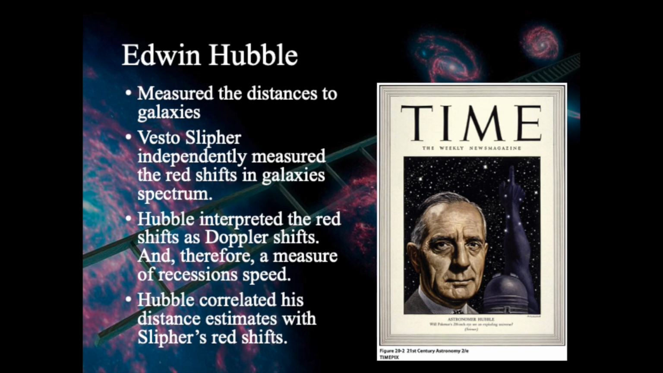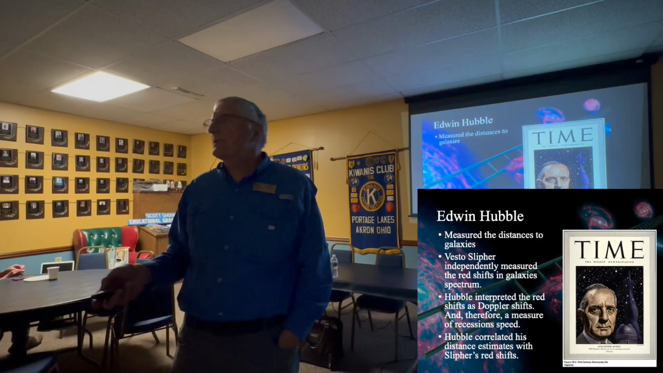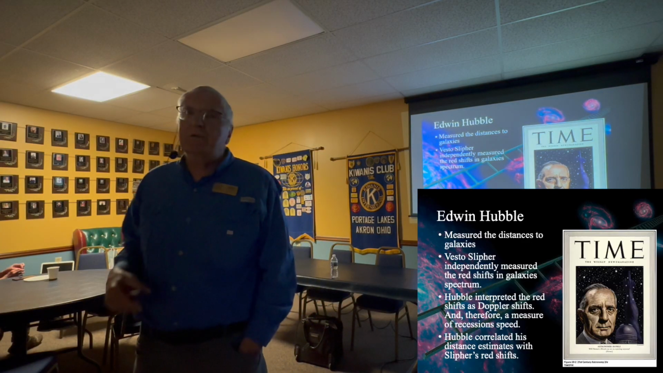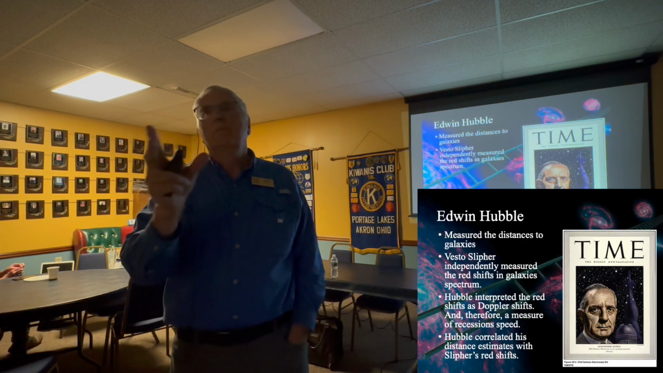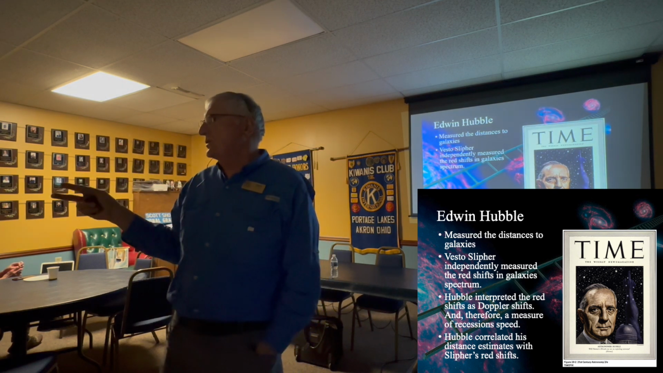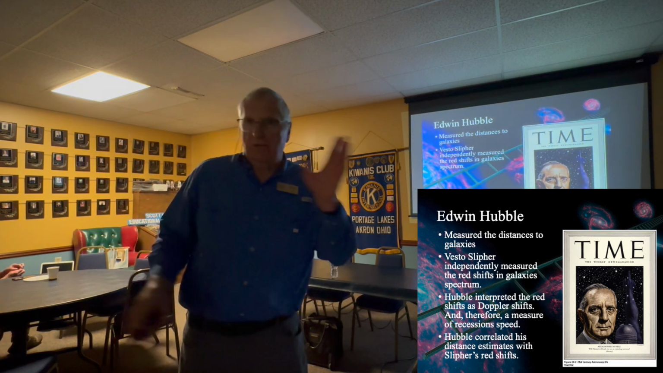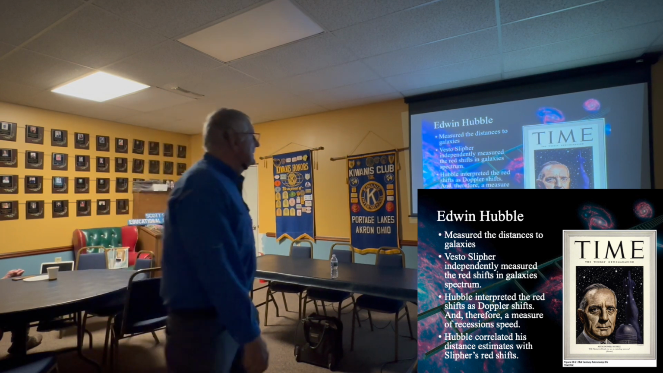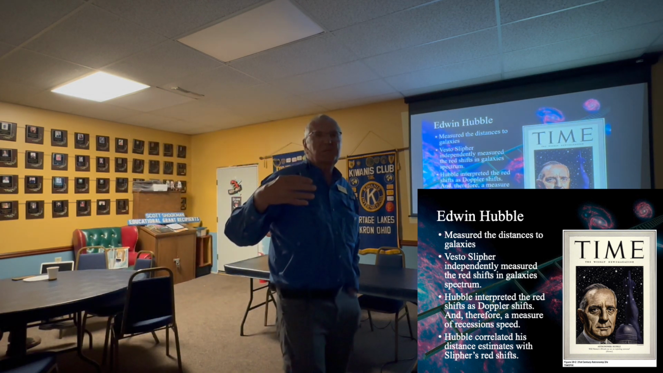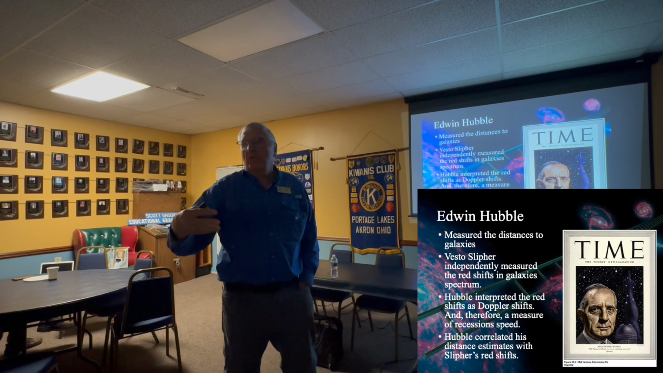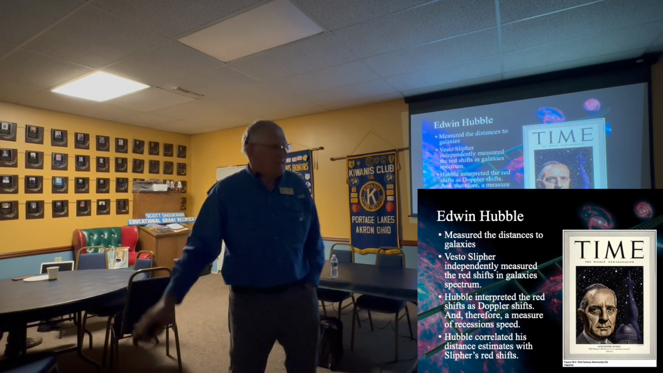Now, Edwin Hubble was measuring the distances to the galaxies, and Vesto Slipher was taking spectra and looking at the redshift. I'll talk about what the redshift means in a minute. Hubble interpreted these redshifts as Doppler shifts, and therefore a measure of recession speed.